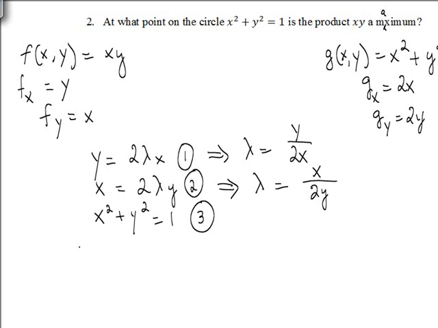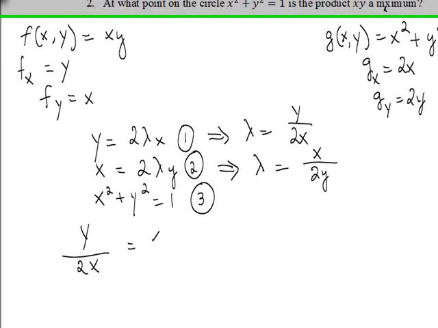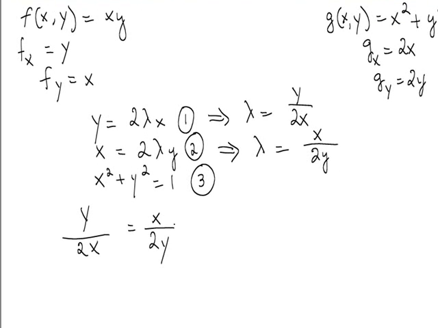So from this, y over 2x equals x over 2y. Now this should be making a little bit of sense to you, because we now have an equation of just x and y. Cross multiply, this implies that 2y squared equals 2x squared. Solve, x squared is y squared, or y squared is x squared.